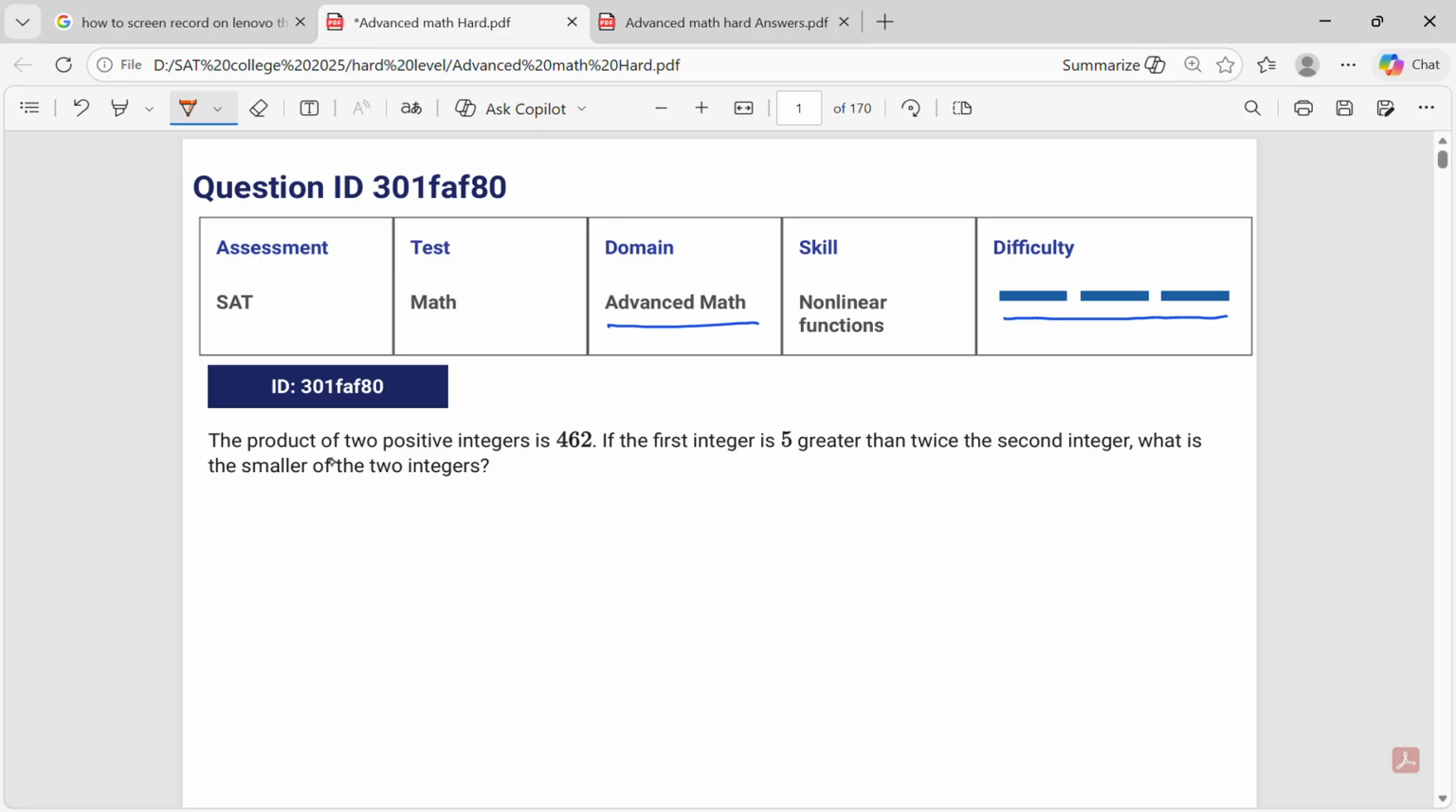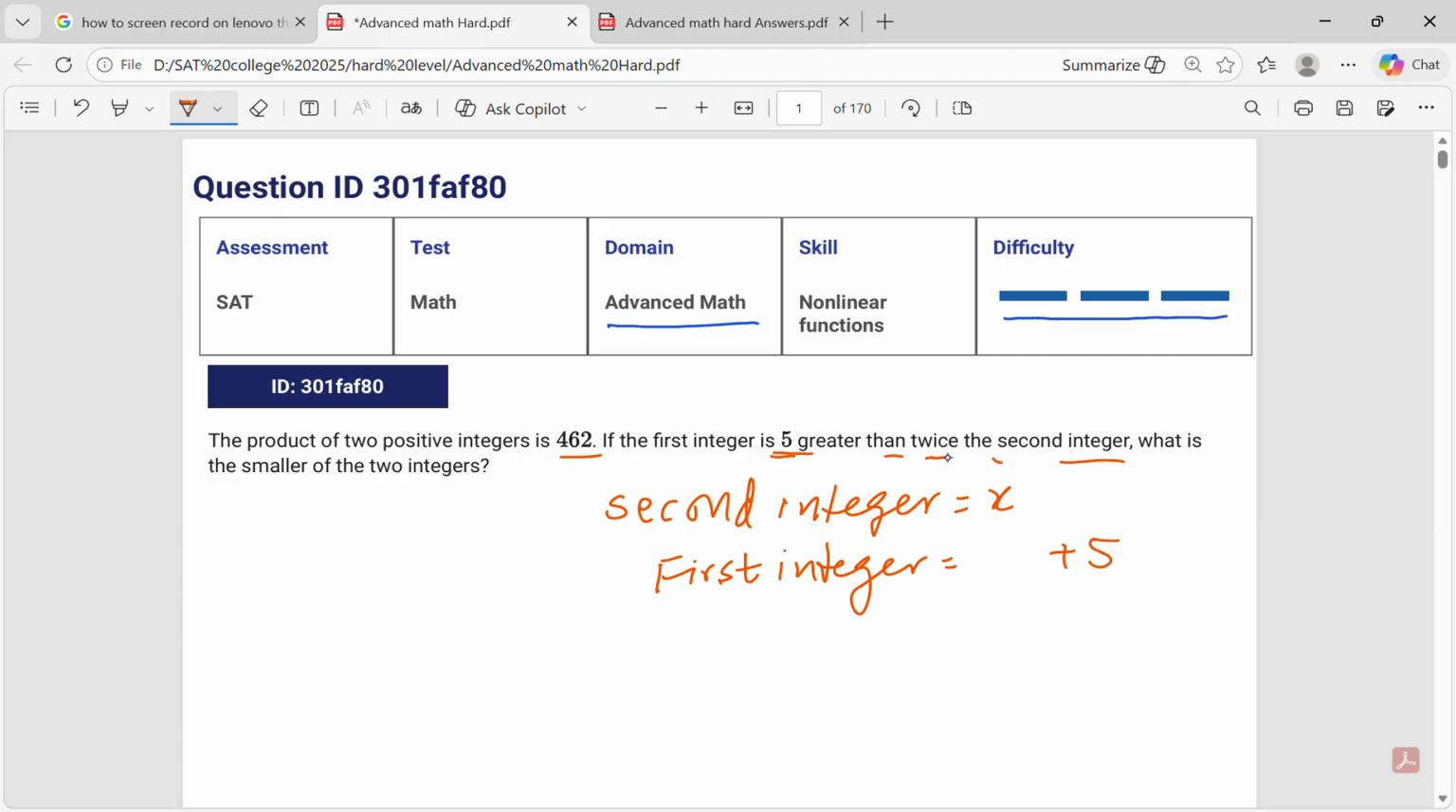In the first question, it says that the product of two positive integers is 462, and the first integer is 5 greater than twice the second. So we will take the second integer as x. Then the first integer would be 5 more than twice the second integer, so it will be 2 times x plus 5.